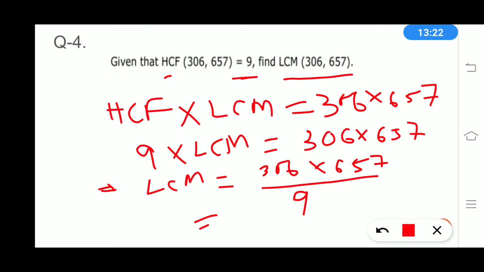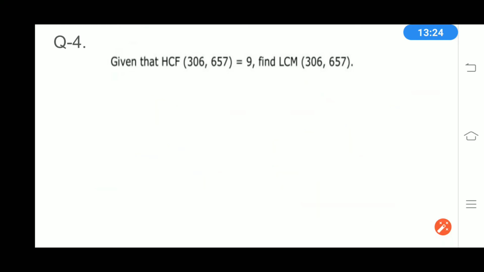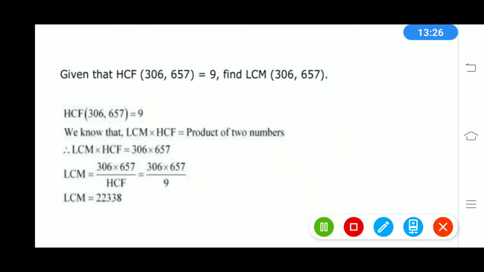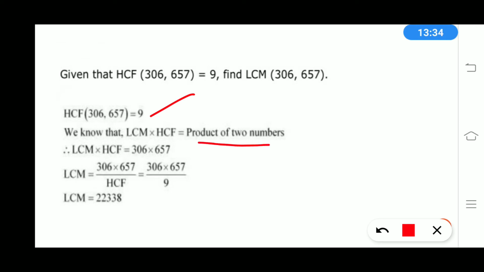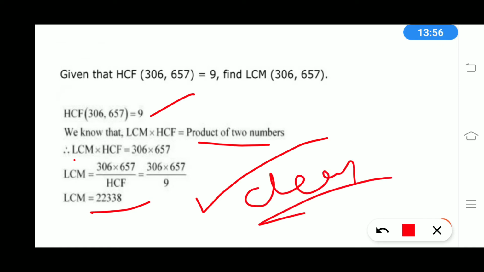Okay, same, 9 is given. We use the formula HCF into LCM equals the product of two numbers. So LCM into HCF equals 306 into 657. So LCM equals 306 into 657 divided by HCF. So HCF equals 9. That means 22,338. Okay, clear? Next.